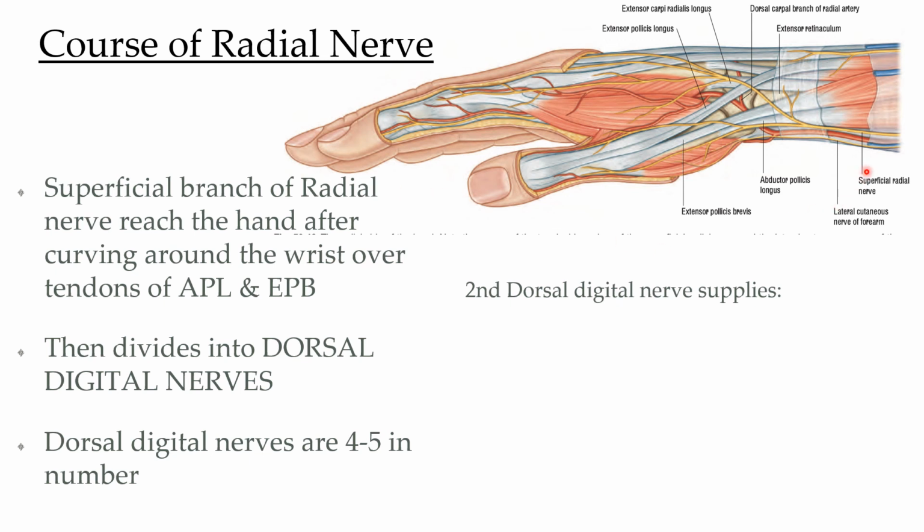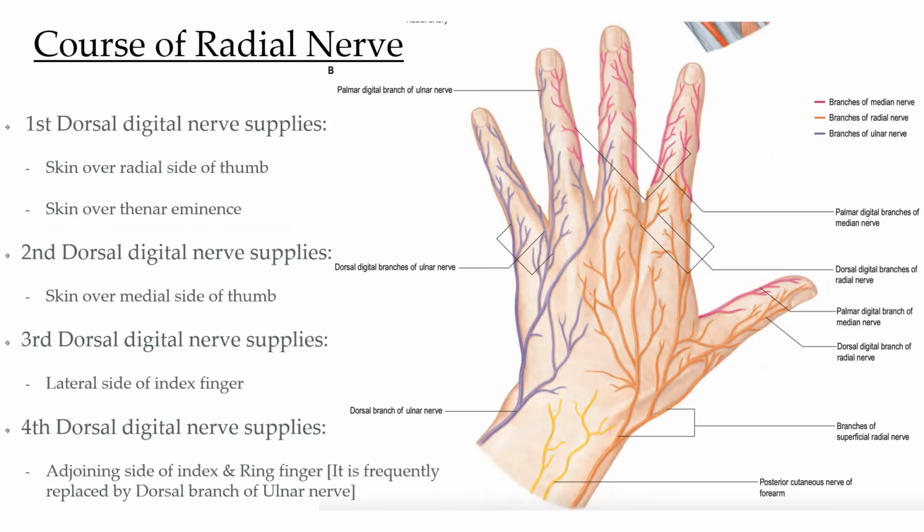As you can see in this illustration, this is the superficial branch of the radial nerve. It is now winding down the lateral border of the forearm, and now it is seen crossing the tendons of abductor pollicis longus and extensor pollicis brevis, and while doing so it divides into its terminal branches, which are the dorsal digital nerves, approximately 4 to 5 in number. On the dorsum of the hand, the radial nerve divides into 4 to 5 dorsal digital nerves. Now let us see the area covered by these dorsal digital nerves.